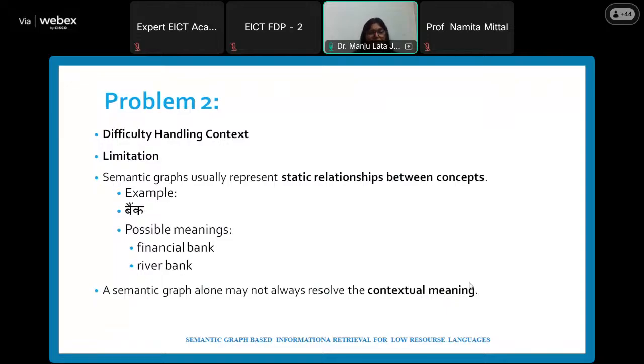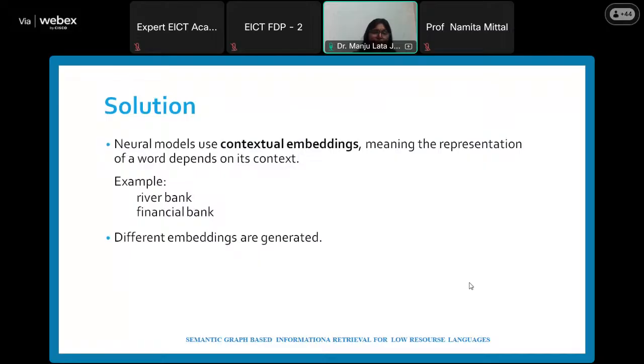Another problem with semantic graphs is difficulty handling the context. As of now, we haven't talked much about the context. That is the limitation of semantic IR and hence of semantic graphs as well. They usually represent a static relationship between concepts. The possible meaning of bank can be financial or a river bank. A semantic graph alone may not always resolve the contextual meaning. Maybe it needs something more. If I say only one word, bank, or if I do not specify much else, then it cannot resolve this ambiguity.